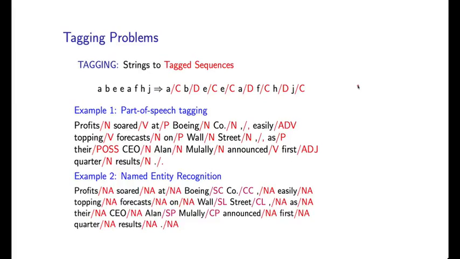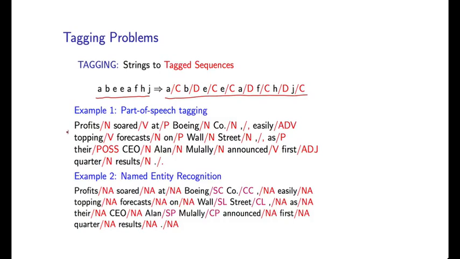So here's a quick reminder of what is entailed in tagging problems. Abstractly, the tagging problem is to take some sequence of words, or letters in this case, as input, and as output produce a tagged sequence, where each element in the sequence now has an associated tag, for example C, D, C, and so on.